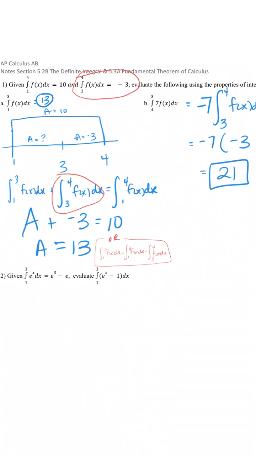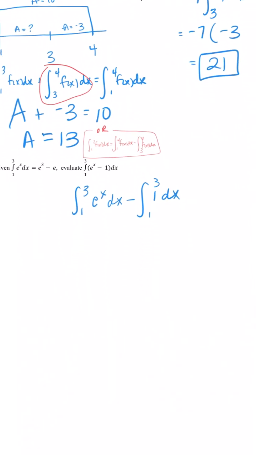It wants us to evaluate the integral from 1 to 3 of e to the x minus 1. Well, according to property number 5, if I'm adding or subtracting, I can break apart my integral into two, like so. So I can just break them apart, and then that means that I can evaluate them separately. This integral here, e to the x dx from 1 to 3, was given in the problem. That is e cubed minus e, minus whatever's happening over here.